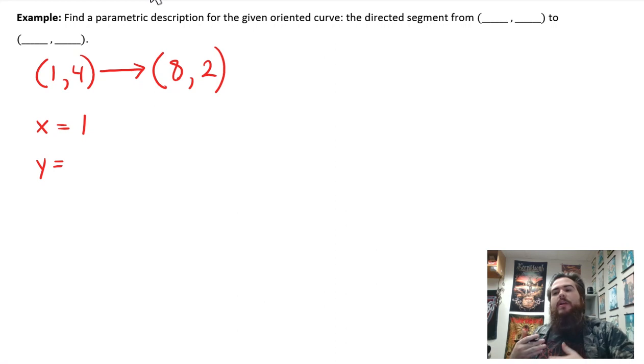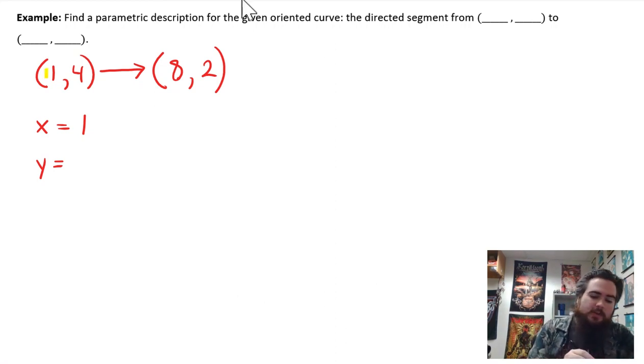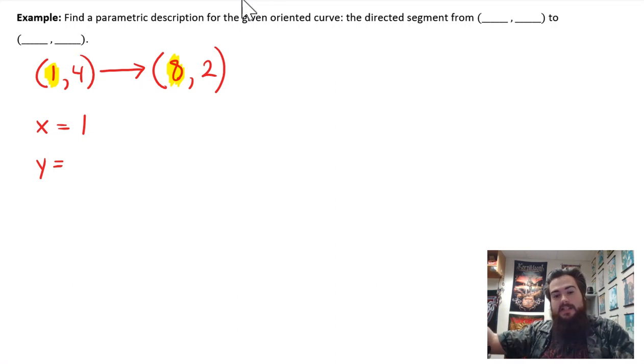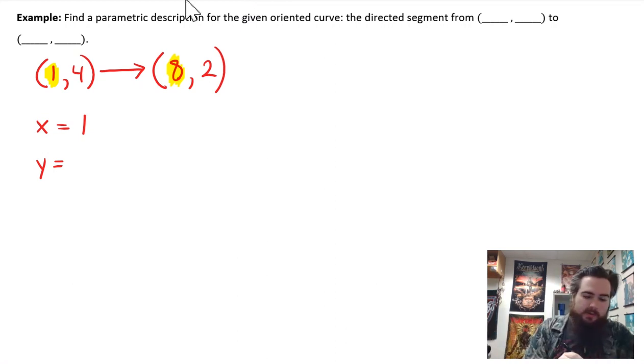And then I want to demonstrate how much we change by considering that as a coefficient on our variable t. To focus on that, I want to see how much I am changing from my first x coordinate to my second x coordinate. From 1 to 8, I am increasing by 7. So I will say plus 7t.